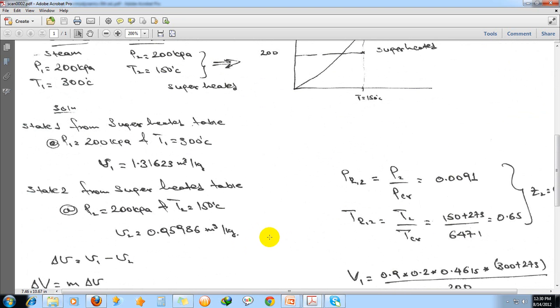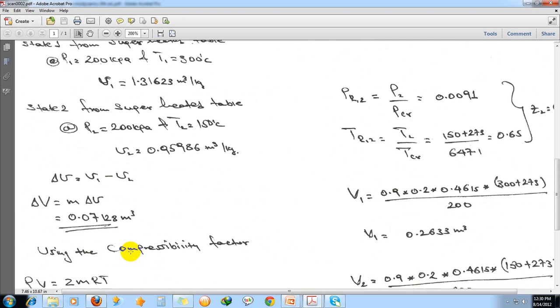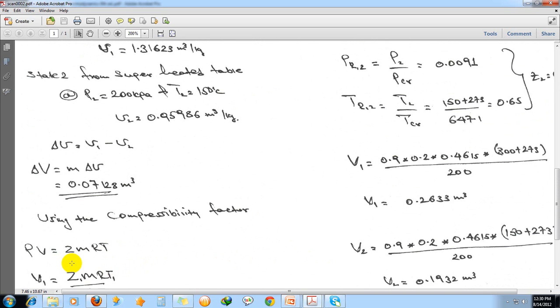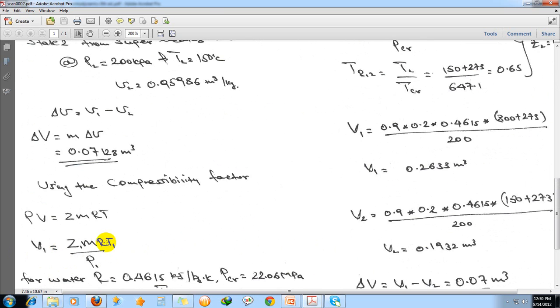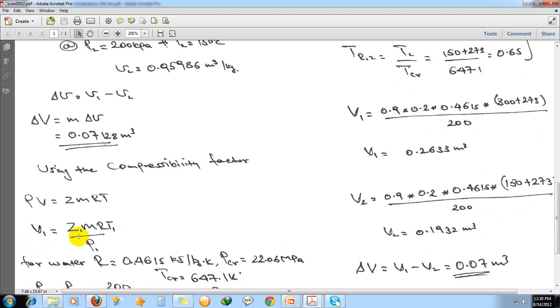Now let's calculate the change in volume using the compressibility factor. That means P V is equal to Z M R T. Now to calculate V1, the state 1 volume, from this relation, Z times M R T over P. Here we have 1, 1, 1 subscripts for state 1.